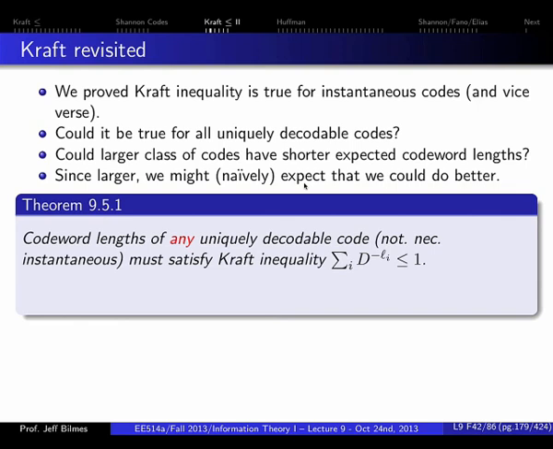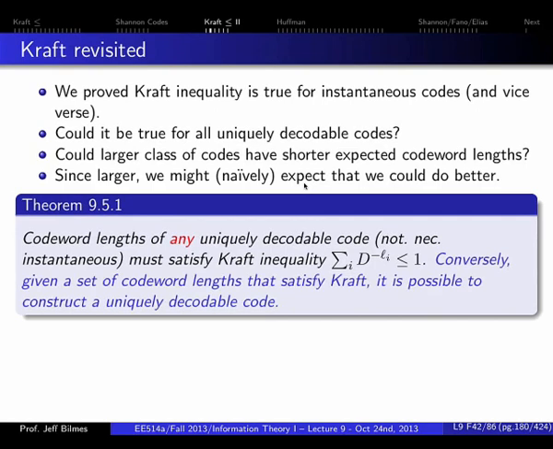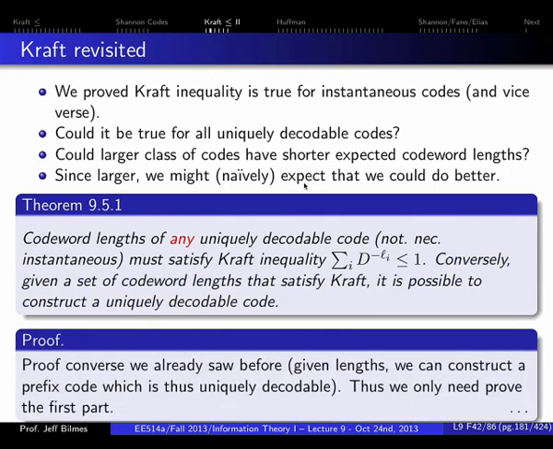And since all instantaneous codes are uniquely decodable, the converse of this theorem is already proven. Given a set of code word lengths satisfying Kraft, we've already shown that it's possible to construct an instantaneous code, and an instantaneous code is a uniquely decodable code. So all we really need to do is show that if you're uniquely decodable, you must satisfy Kraft. This is another interesting proof idea, which will be useful for understanding concepts later. So we only prove the first part.